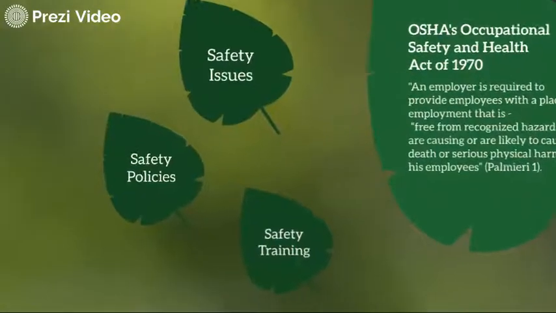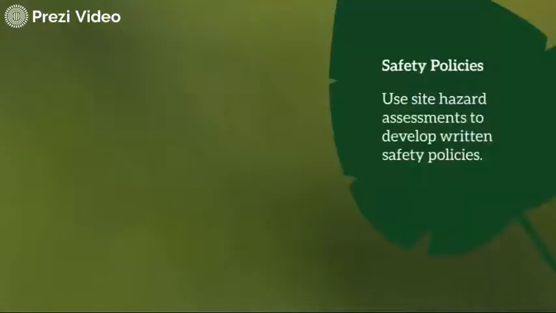Next, we have safety policies. A landscape architect should know everything they can about an ecosystem before construction. Use those site hazard assessments to develop written safety policies. These policies should be shared with employees during their orientation and ongoing training programs. If training appears to be ineffective, consider changing it.